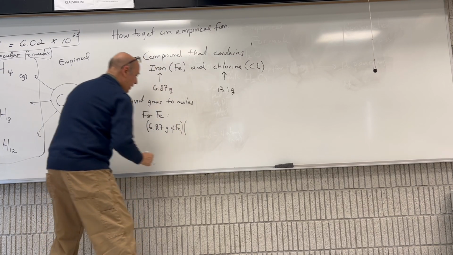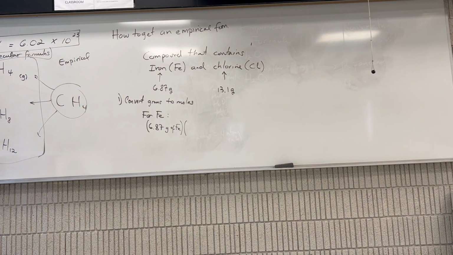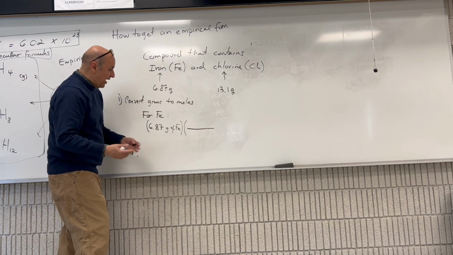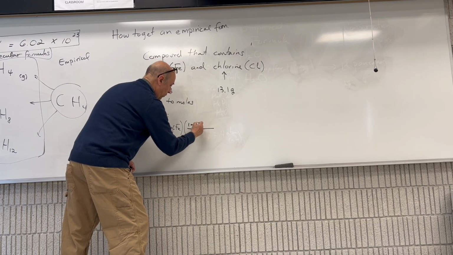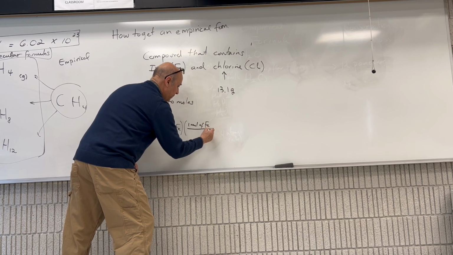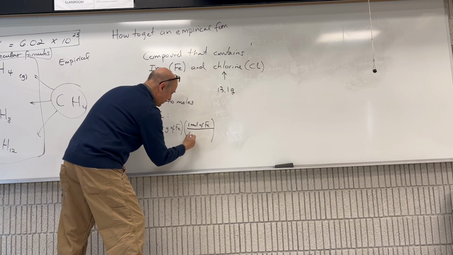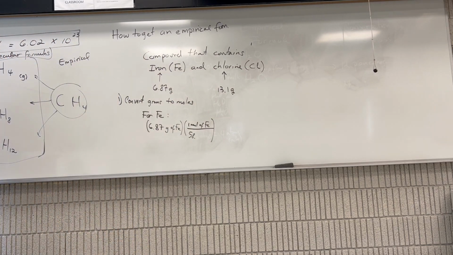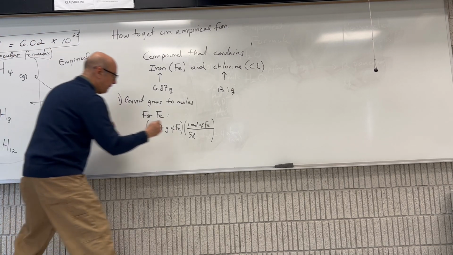And I'm going to multiply or divide that by the molar mass. The molar mass is always in grams per mole. So I need to put the molar mass of Fe here flipped. In other words, I'm dividing by it. 1 mole of Fe is the same as 55.845. What are we going to use? 85. No. Yes, 85.